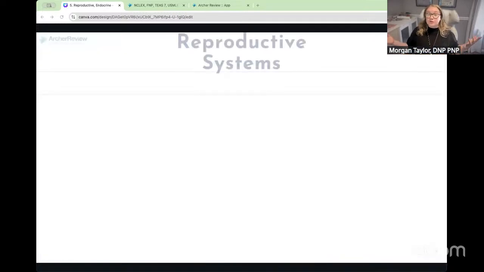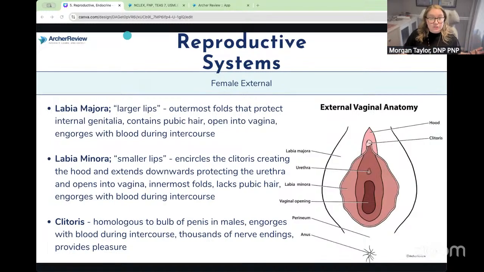So we'll start out female, all right? Girls rule, let's go first and look at external and then internal anatomy. Okay, terminology is everything when it comes to these exams. You've got to know what to call things so that when they ask you questions about it, you know what they're referring to. So we've got first the labia majora.